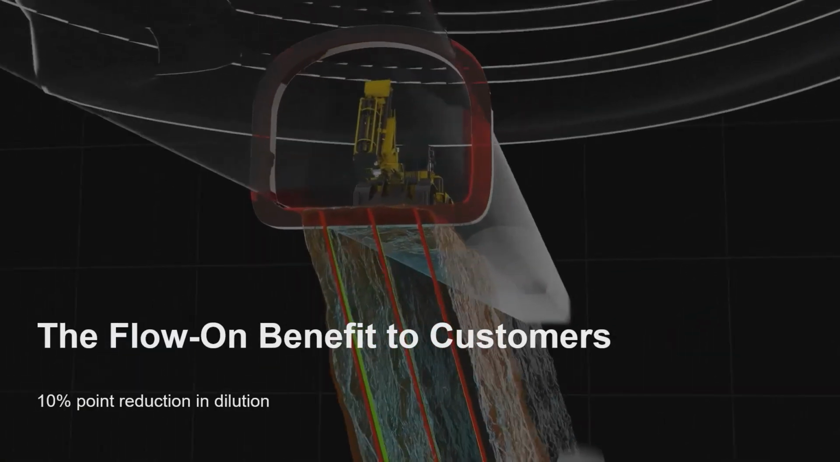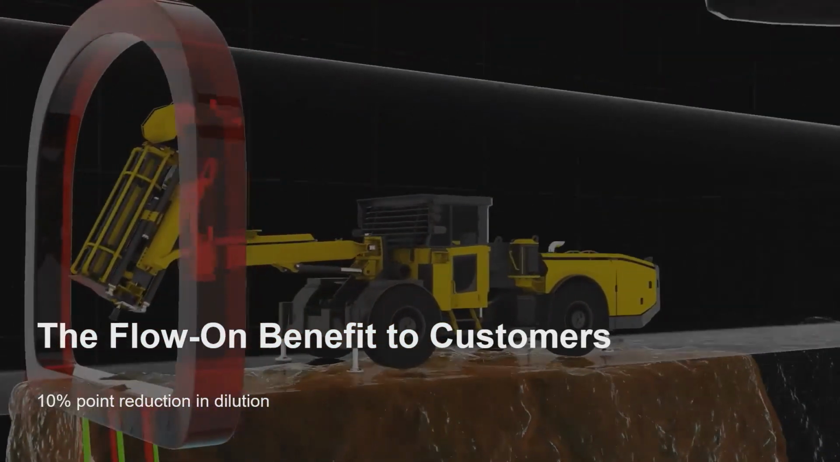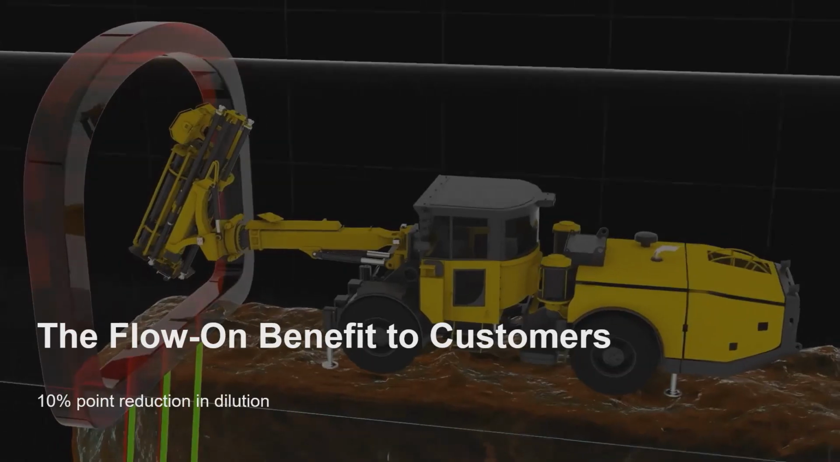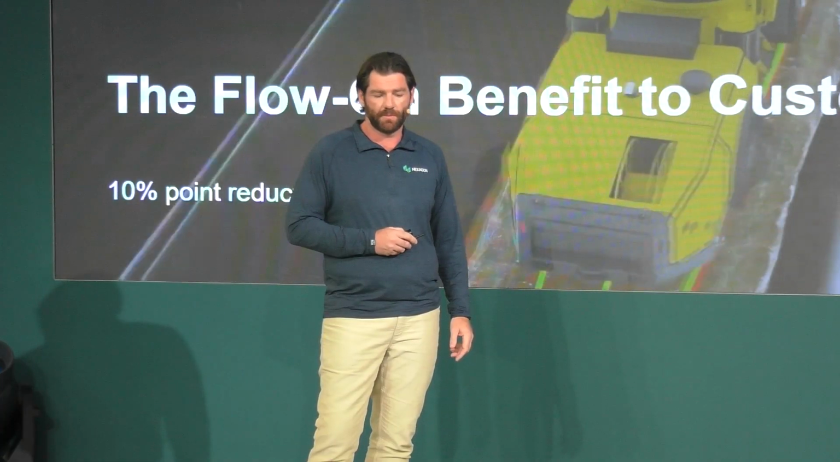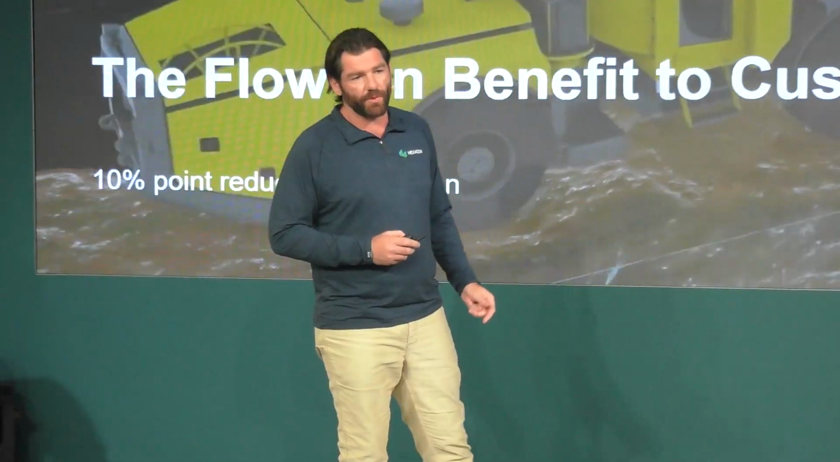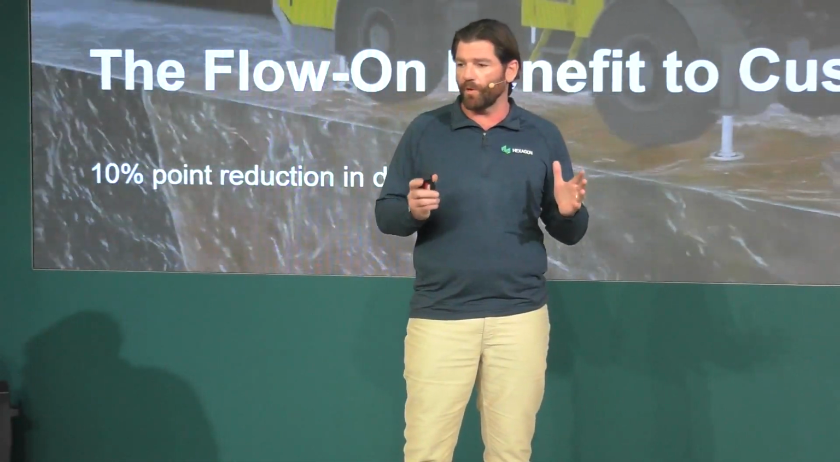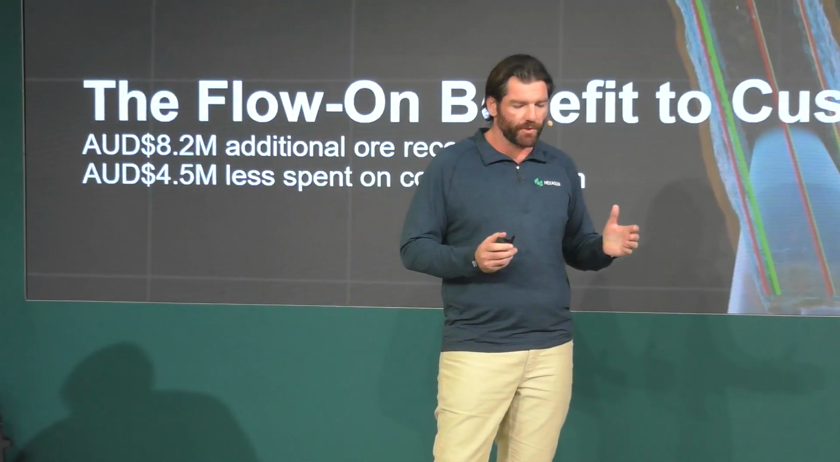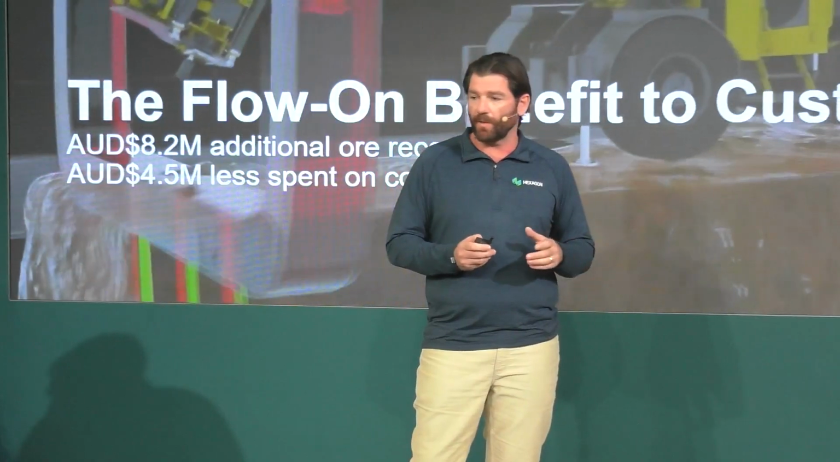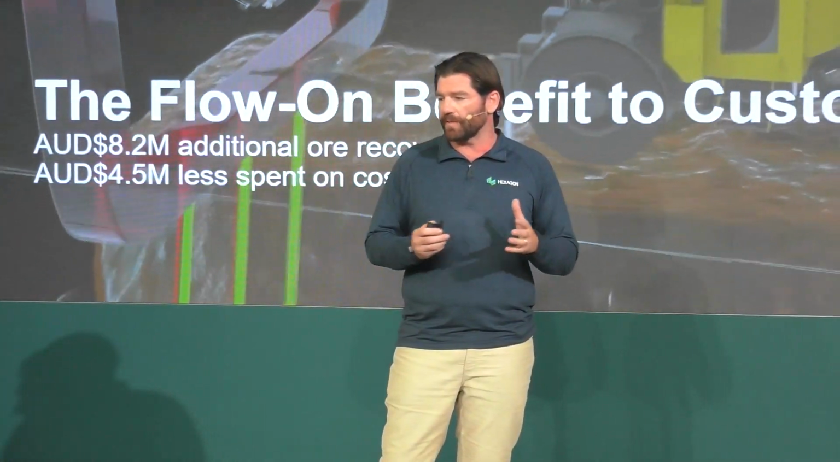An example of this with a client at Krakow Gold Mine in Queensland, Australia. They've used the system for over 6 years now. And upon implementation, they saw a 10% point reduction in their dilutions. For them, that equated to an additional $8.2 million of ore recovered and $4.5 million less spent on the cost of dilution, which is a fantastic result for that client.